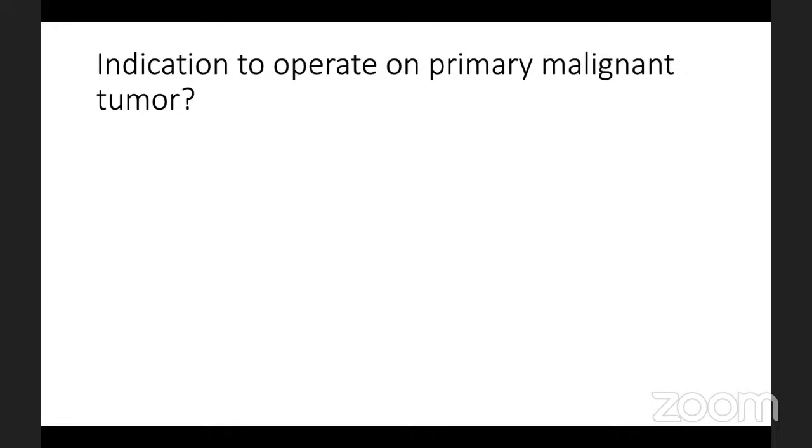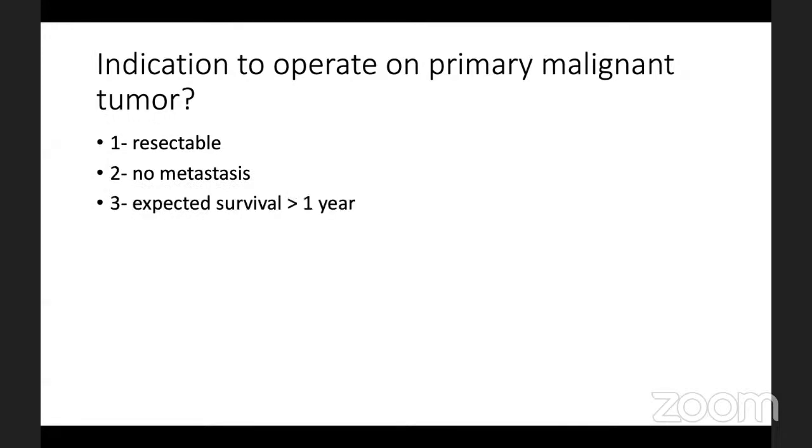So it's a primary malignant tumor. You will send this patient for surgery if you know from the CT or MRI that this mass is resectable, because some of the masses are unresectable. They are highly invading a lot of structures, so you can't do complete resection. Two, if there is no metastasis, you have to make sure. If this is a primary cardiac tumor with metastasis, you're not going to operate, right? Three, if the expected survival or the prognosis of the surgery is more than 1 year at least.